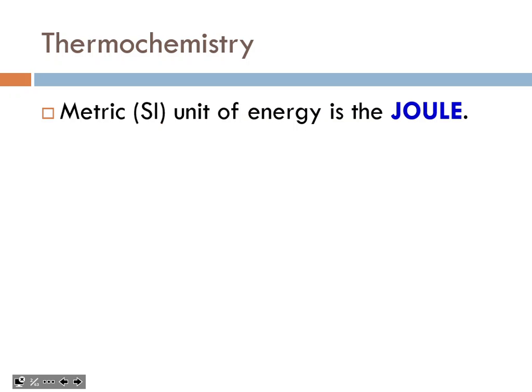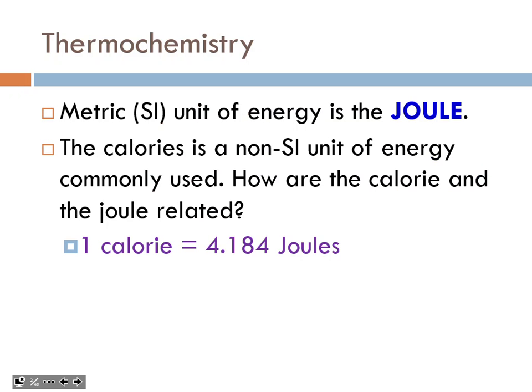Thermochemistry: the metric or SI unit of energy, which we use for heat, is joules. And the calorie, sometimes you see that in a problem. 1 calorie equals 4.184 joules. How are they related? Well, they equal each other, and you can use them, of course, if you need to convert between the joule and the calorie.